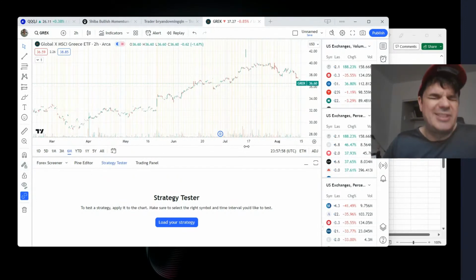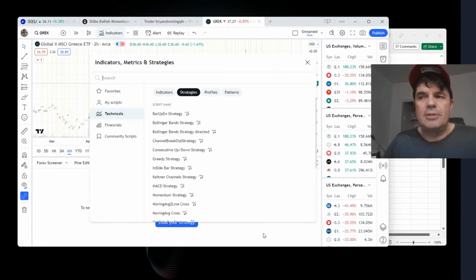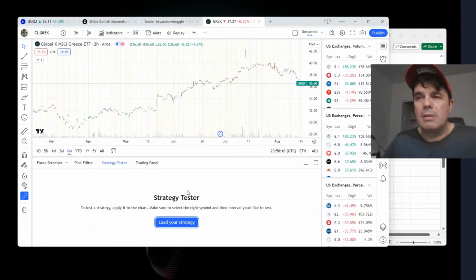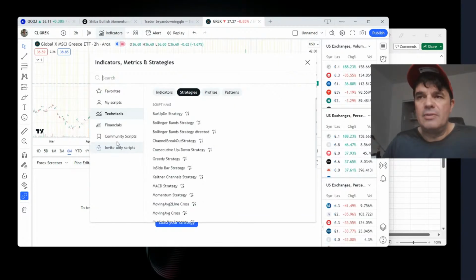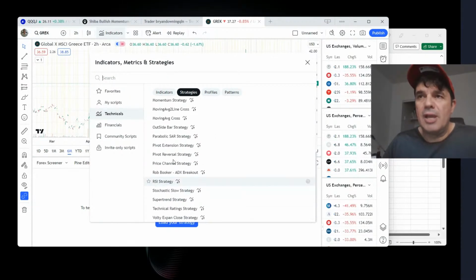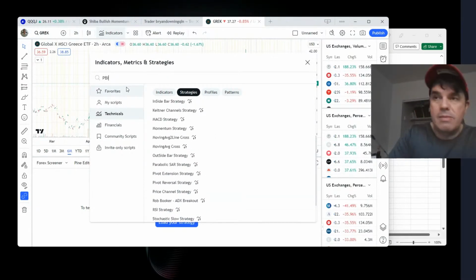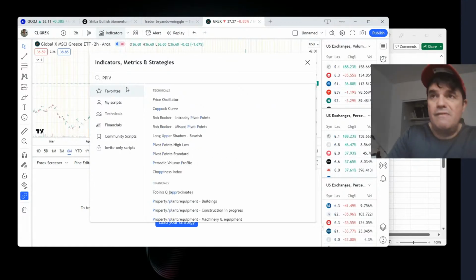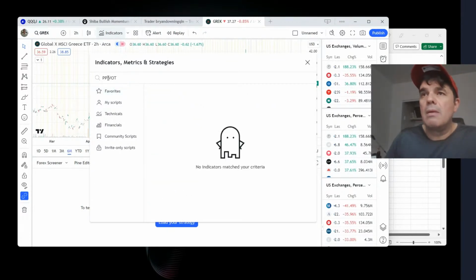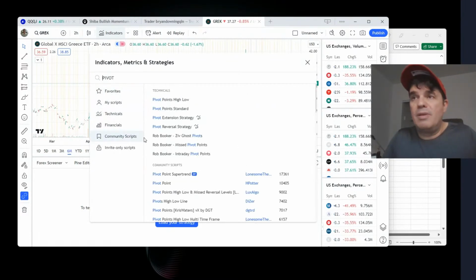So, knowing this and doing this process I just showed you with the strategy tester, actually, let me pull up, I forgot to run these. Sorry about that. What was the name of the strategy I had? I think it was called Pivot. Let's see here. Pivot.